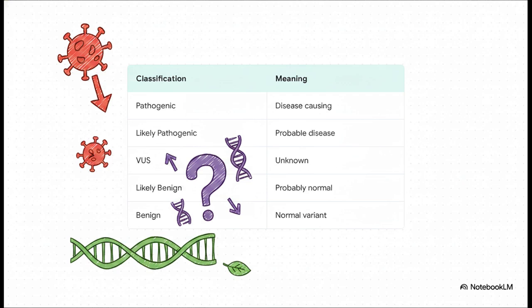Down at the bottom, we have likely benign and benign, which are just normal, everyday human genetic variations. So the really crucial point is right there in the middle, the VUS, or variant of uncertain significance. We found a mutation, sure, but the scientific literature doesn't definitively tell us if it's harmful or harmless. In everyday clinical practice, doctors generally do not change a patient's treatment based on a VUS. We simply need more data.